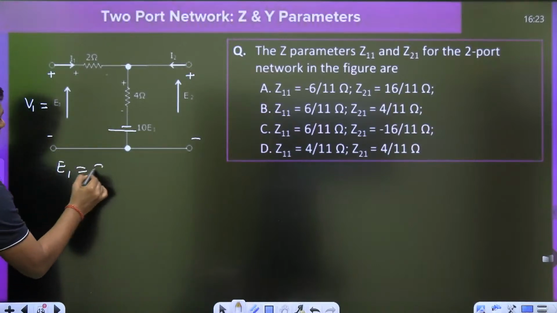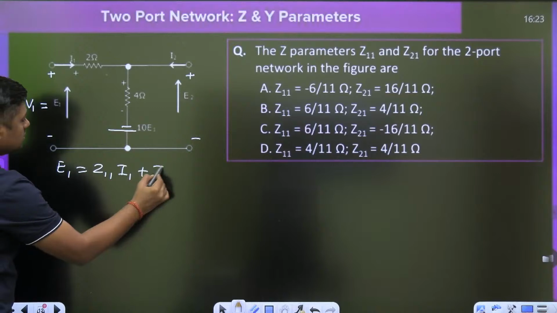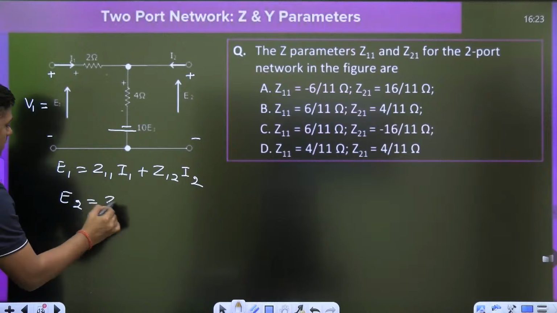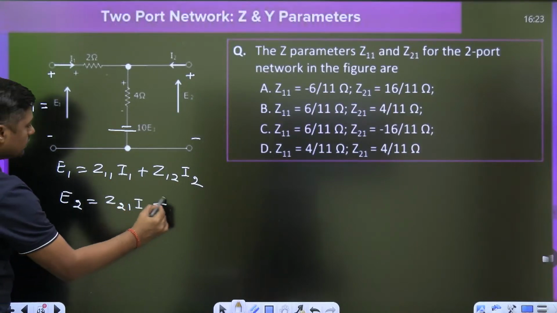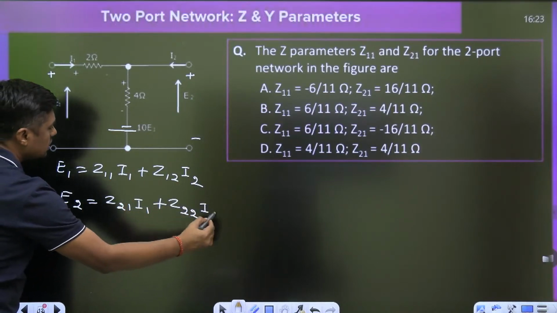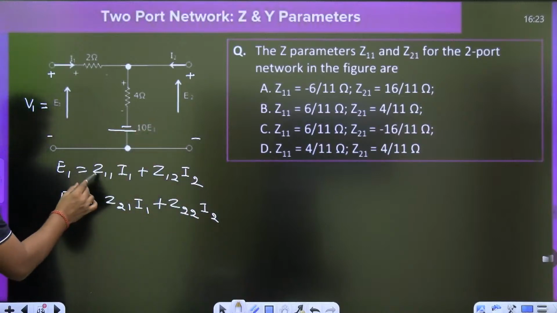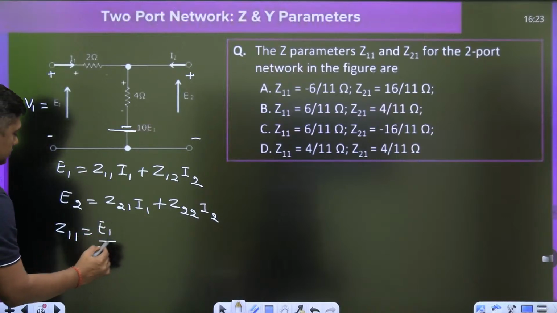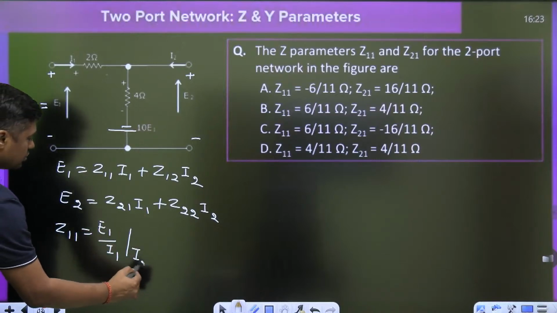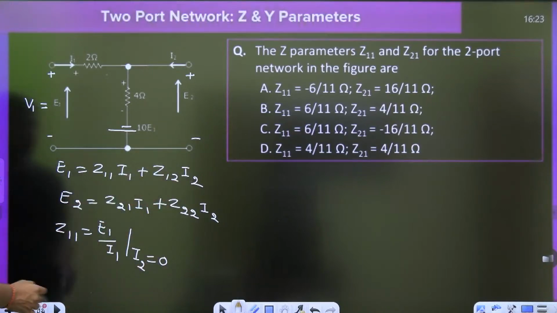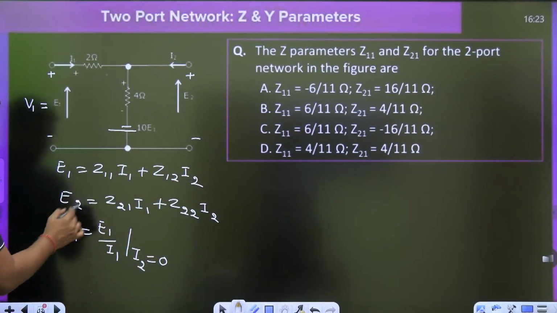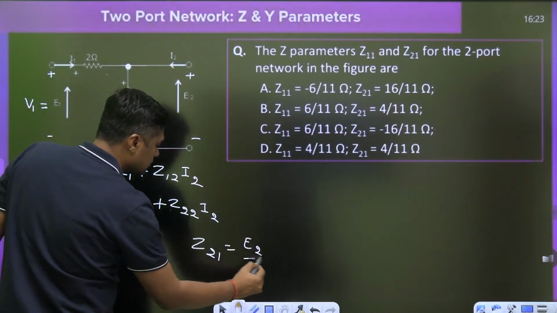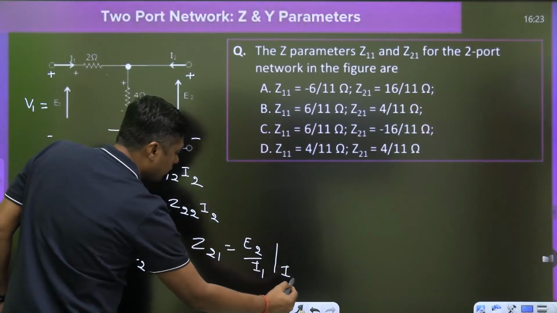E1 is equal to Z11 I1 plus Z12 I2. E2 is equal to Z21 I1 plus Z22 I2. Now what is required here? Z11. So what is Z11? E1 by I1 with I2 equal to 0. What is Z21? E2 by I1 with I2 equal to 0.